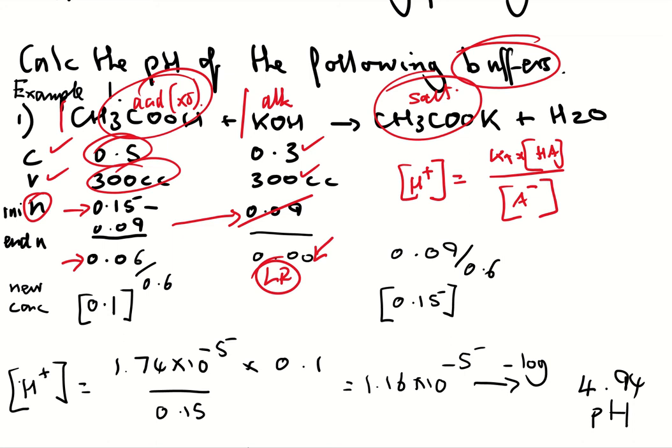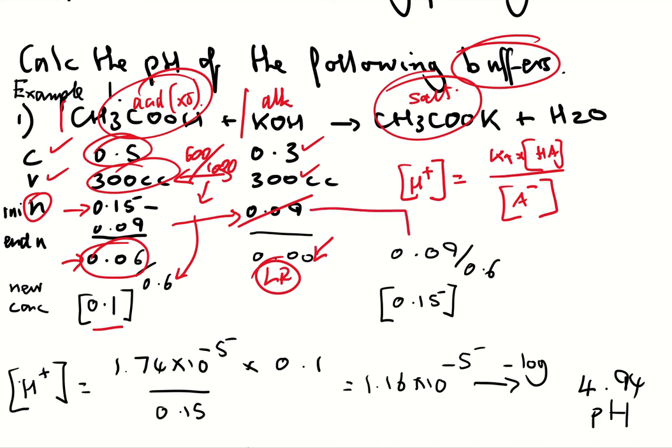Okay, so my 0.06 moles of acid are in here, and my volume is the two 300s added together, of course 600, divided by 1000 gives me 0.6 of a decimeter cubed. So my concentration of my acid is 0.06 divided by 0.6, which is 0.1. Okay. My salt then is determined by my limiting reactant, which is of course my potassium hydroxide.